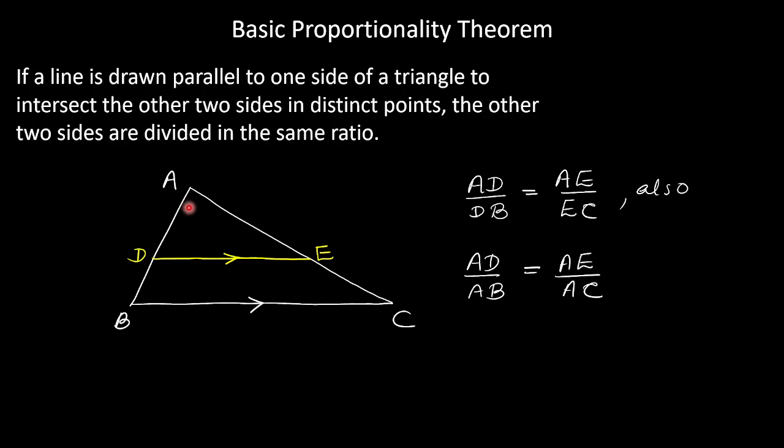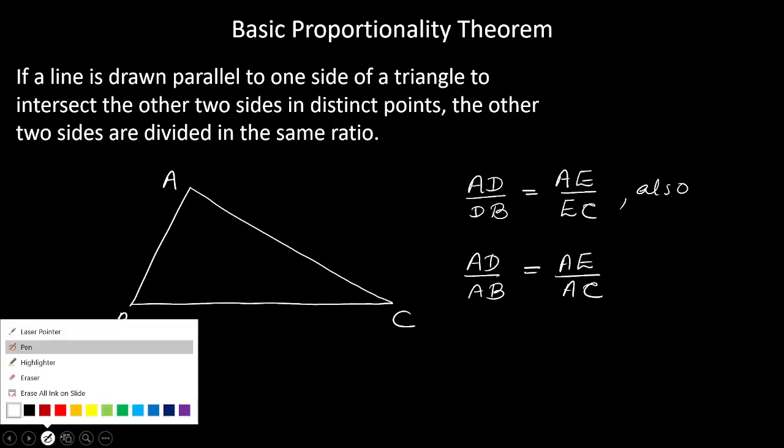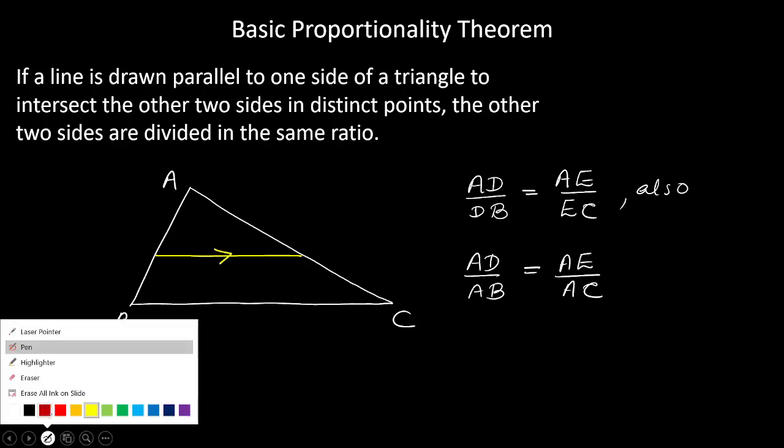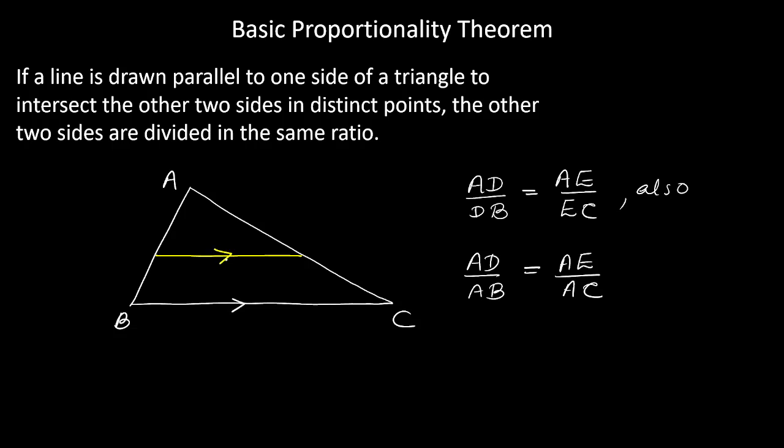Let me repeat it. We have a triangle ABC. Okay, that part is clear. I am drawing a line parallel to BC. Clear. So I have drawn a line parallel to BC. Let this point be D and let this point be E. This theorem says that left side ratio equals right side ratio. That's all.